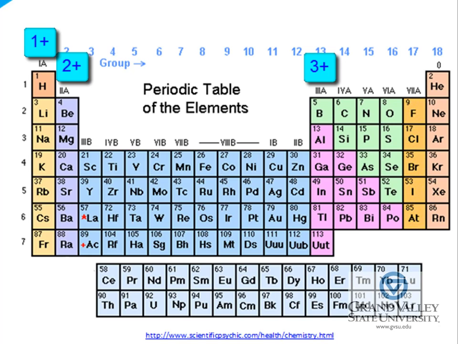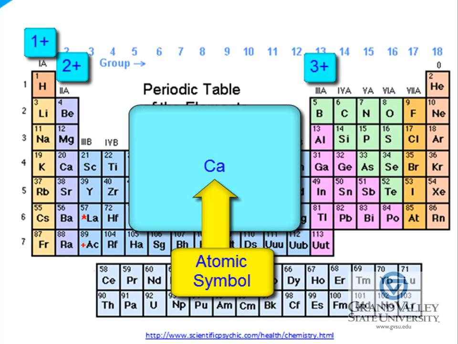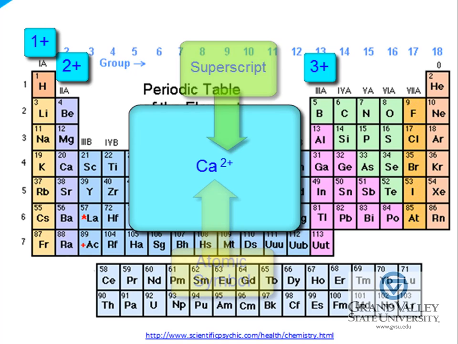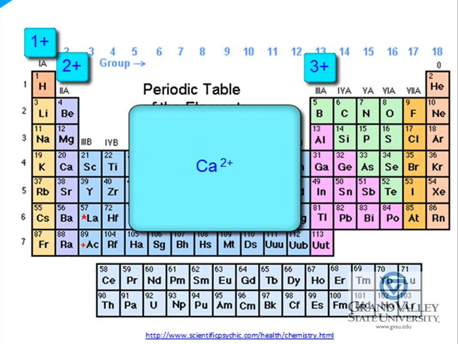To write the chemical symbol of an ion, write the atomic symbol followed by a superscript of the charge. When writing the charge, first write the number followed by plus or minus. To name a cation, write the name of the element, then the word ion.